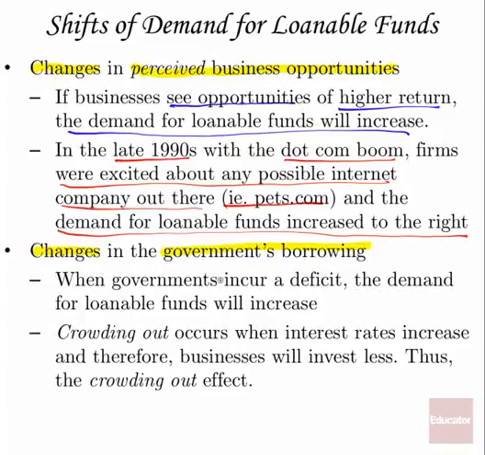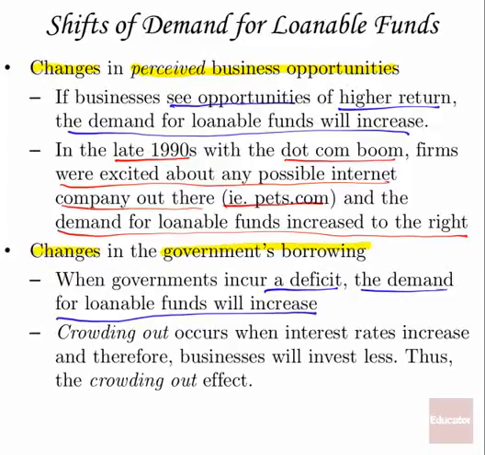Another reason why the demand for loanable funds might change could be the changes in government's borrowing. So when governments incur a deficit, the demand for loanable funds will increase. So there's going to be more demand for funds. When governments borrow, they're taking on other projects that normally they wouldn't have. They're going to finance that. So the demand for loanable funds is going to increase to the right, and it's going to raise the interest rates, because when you shift the demand curve to the right, then the equilibrium interest rate is going to go up.